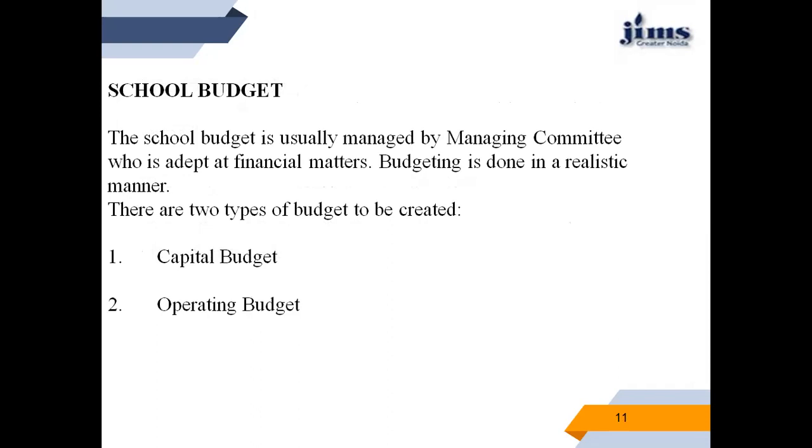The school budget is usually managed by the managing committee who is adept at financial matters. Budgeting is done in a realistic manner. Now let us understand what we mean by a capital budget and an operating budget. Facilities such as the art rooms or swimming pools will be regarded as capital expenditure, while the social security should be classed as an operational expense or operating budget.